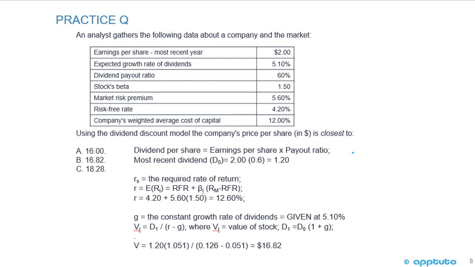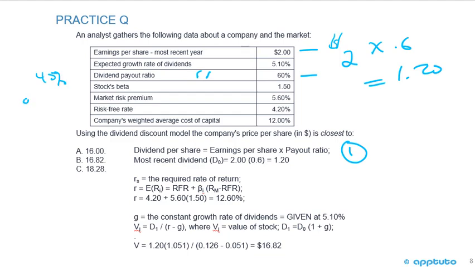So you can see, first of all, we had to calculate the dividend per share. They're giving us the earnings per share and they're giving us the payout ratio, so that shouldn't be too hard. It's going to be $2 times 0.6, and that's going to give us $1.20. Just be careful. It's the payout ratio and not the retention rate. The retention rate therefore would be 40%. And G equals retention rate times ROE. So we've seen this a couple of times.